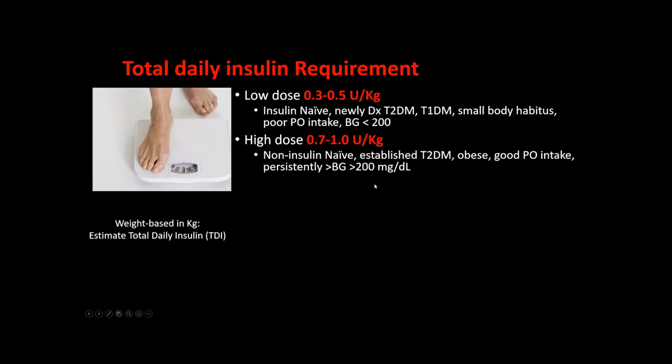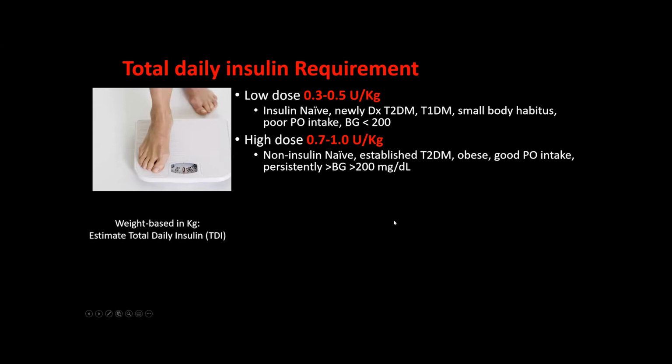If the patient is very obese, and obese here means more than 100 kg, like 300 pounds, with very good PO intake, or if the patient is on a very high dose of steroid, in this case you can add to it. For the non-insulin-naive patient, who is already taking insulin at home, you can start with a little bit higher dose of insulin. What is a little bit higher? It is 0.7 to 1 unit per kg. So this is how to start.